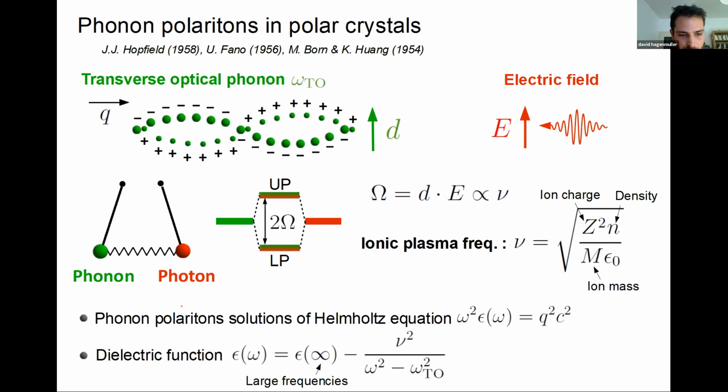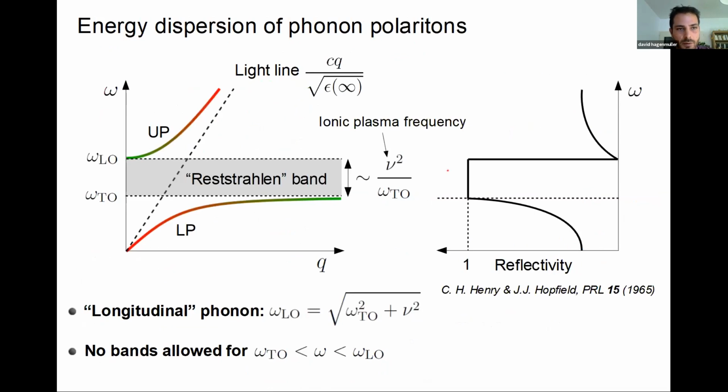And the energy dispersion of these phonon polaritons can be obtained from the Helmholtz equation here with a dielectric function of this form. So this is what the typical energy dispersion of phonon polariton looks like. At large wave vectors, the upper polariton is light with linear dispersion, while the lower polariton goes asymptotically to the transverse optical phonon frequency. On the other hand, at small wave vectors, the lower polariton is light, while the upper polariton is shifted to the longitudinal phonon frequency.